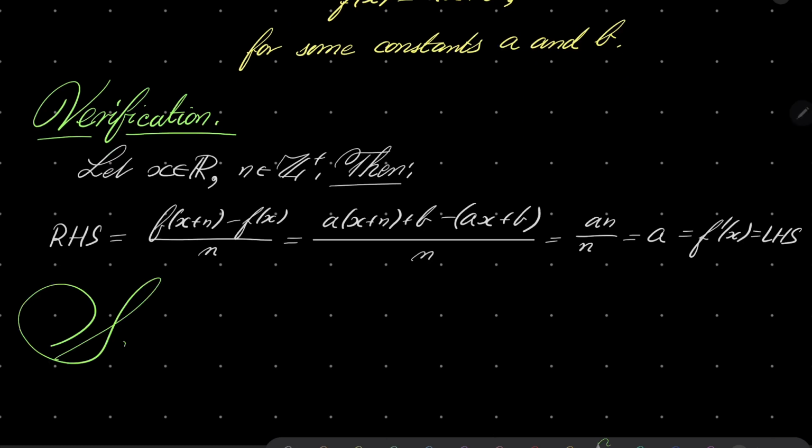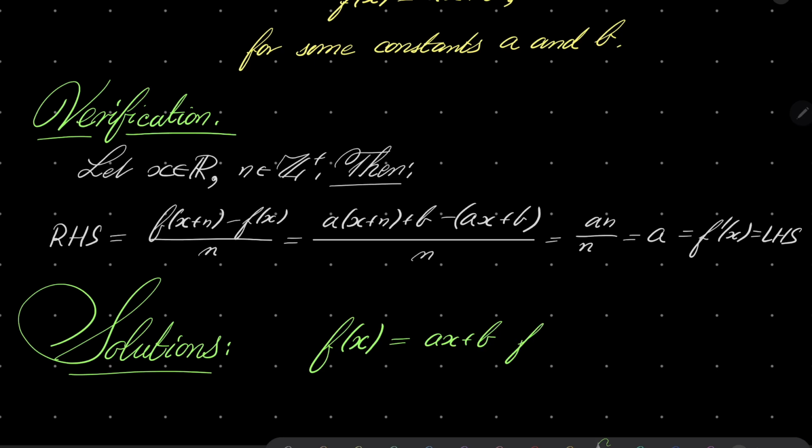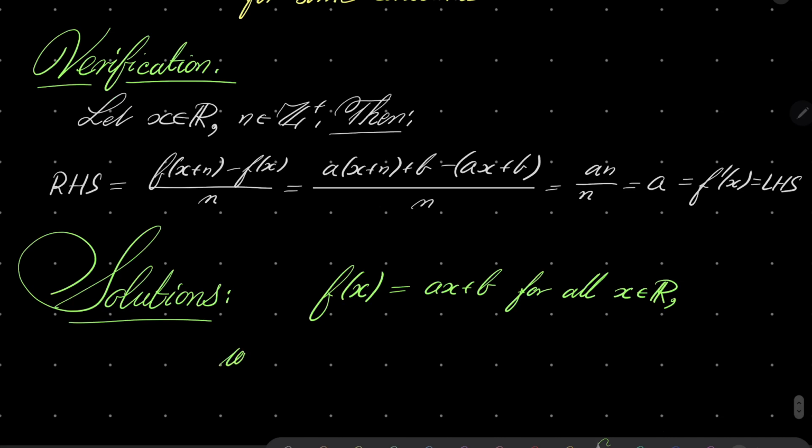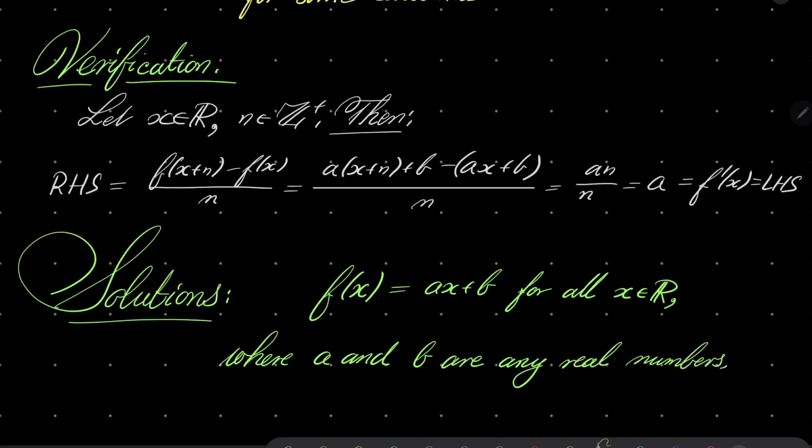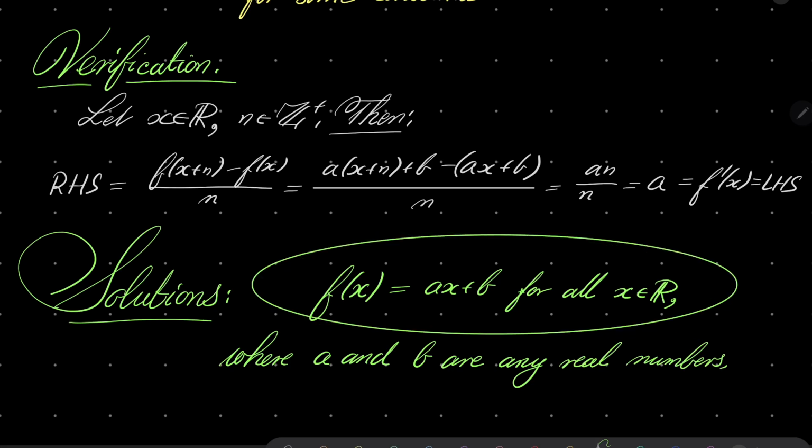Which means that our equation has infinitely many solutions: f of x equals ax plus b for all real numbers x, where a and b are any real numbers. And that closes our problem. So any affine function solves our equation. So thank you very much for watching. I hope that you've learned something new.